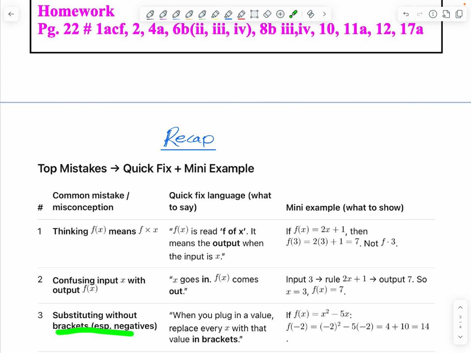Substituting without brackets, especially negatives, this is a big one. A lot of us make these mistakes in the beginning. So when we plug in a value, we want to replace every x with that value in brackets. This is critical, absolutely very good to note.